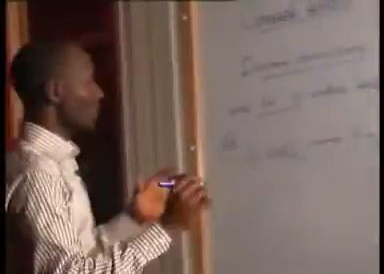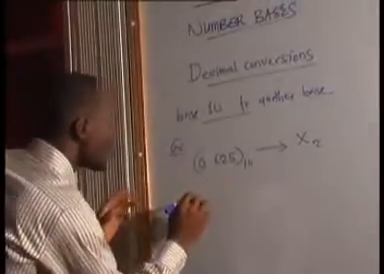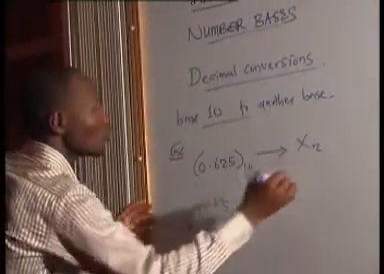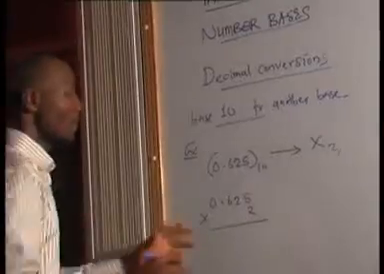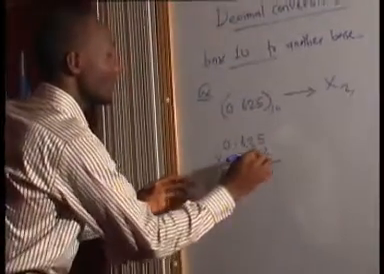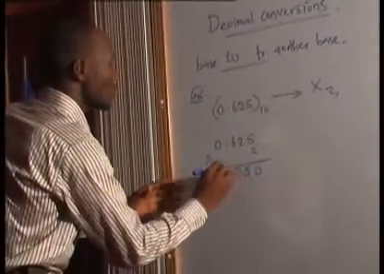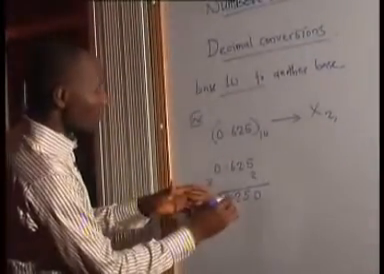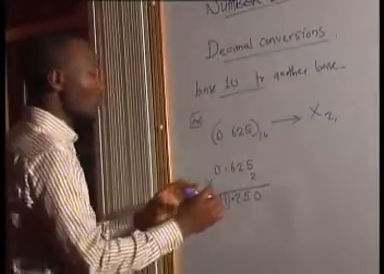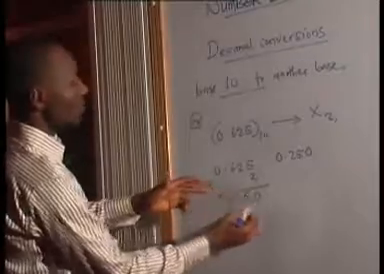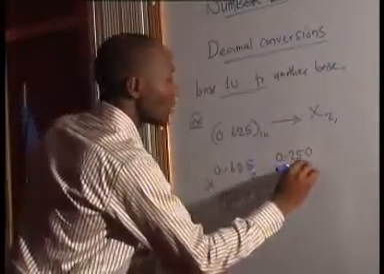Just watch. You do your normal multiplication. It's very simple. 0.625 times 2. 2 times 5 is 10, you have 0 here and carry 1. 2 times 2 is 4, plus 1, 5. 2 times 6 is 12. You have 1. You keep this 1. Then you remove this 1 and use 0.250 again, times 2.